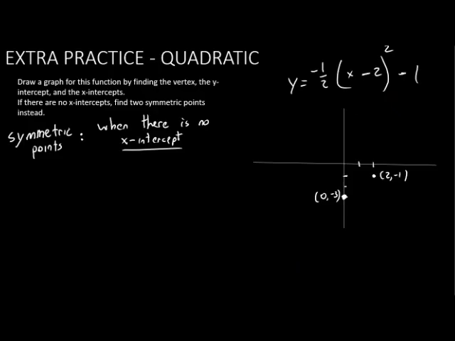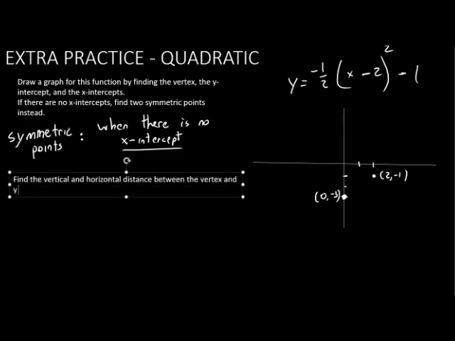What we're going to do to get the other symmetric point is measure both the x and y distance between our vertex and the y-intercept. I'll label my vertex and my y-intercept on the graph. You may be able to see on the graph that if we start from the vertex and we want to go toward the y-intercept, we would have to go left by 2 units, which I'm drawing in orange. We would also have to go down by 2 units, which I'm also drawing in orange. We'll make a note of that here.